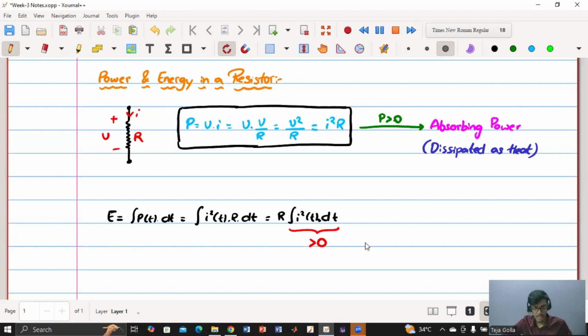When the energy is positive, it is called a passive element because it is always absorbing the energy. It cannot deliver energy. All the elements that can only absorb energy are called passive elements. So energy is positive, which means it's a passive element.